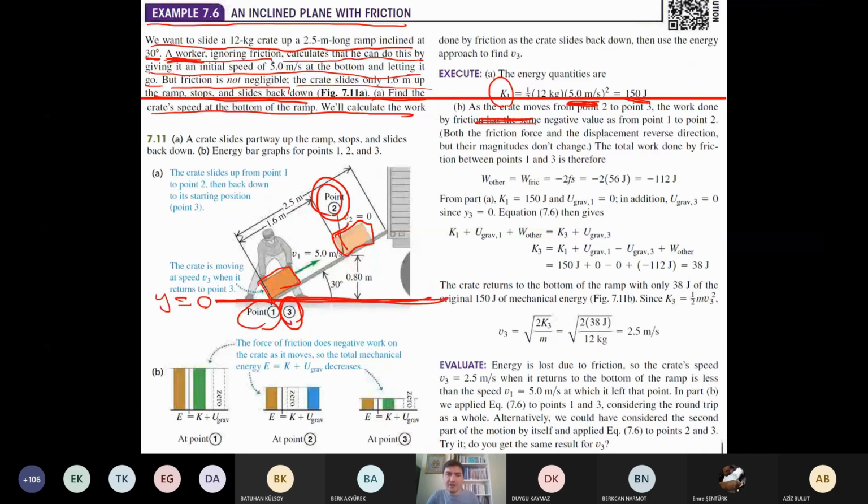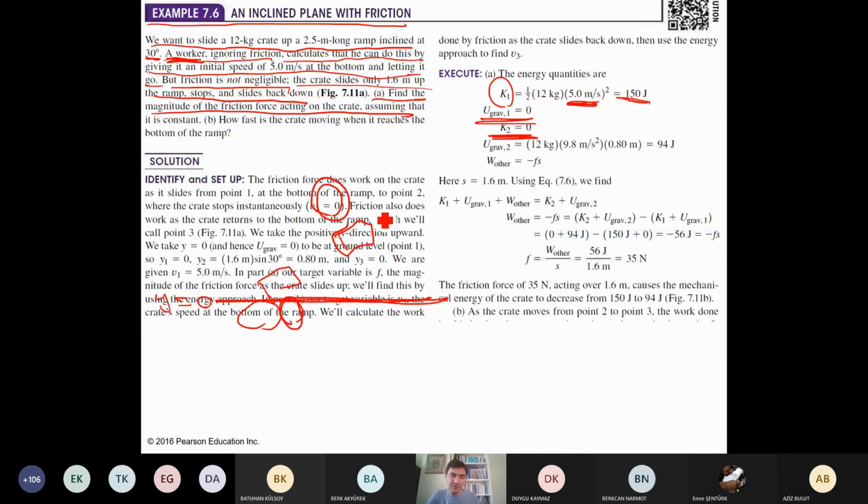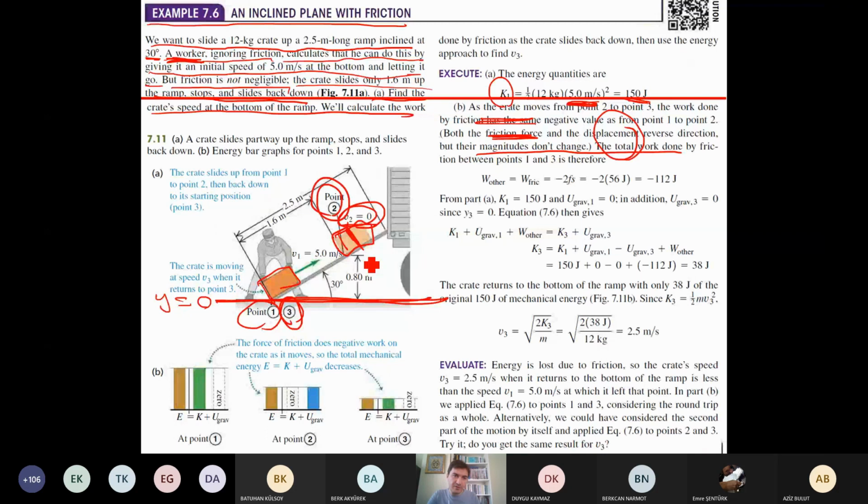Then what about the kinetic energy at this position 2? At position 2, the kinetic energy is 0 because velocity is 0 because it stops here. And then gravitational potential energy is maximum. You can calculate this one. What about the height? This is given in the question, 1.6 meter, and the angle is given. Then you can calculate this height. So height is 0.8 meter. Then gravitational potential energy is this one.